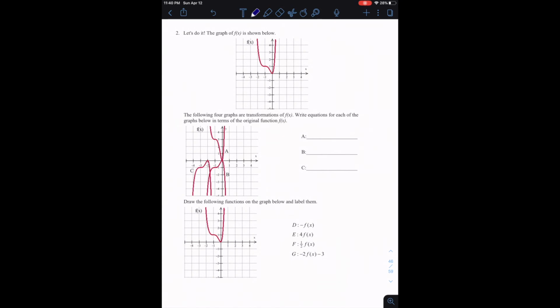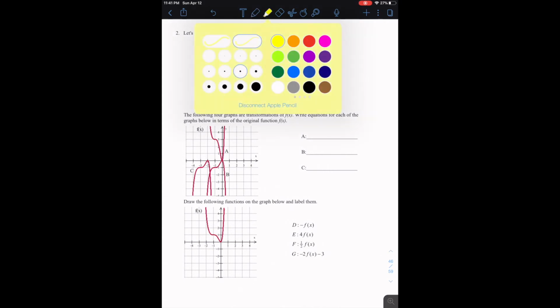So finally, let's take a look at these transformations and see if we can figure out what we're doing to that f of x. Remember, it's that same strange f of x. It has that (0, 0) and a (-1, 1). And let's see if we can figure out what's happening with these shifts or these stretches. So let's look at A.